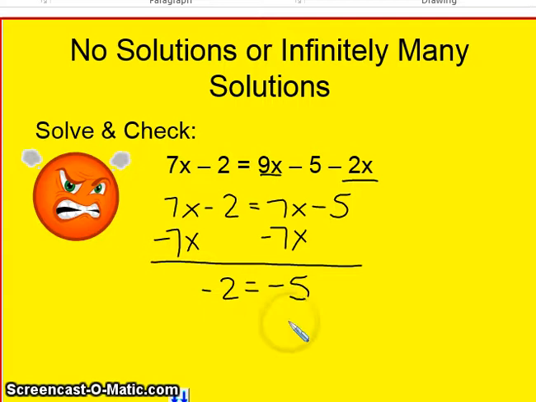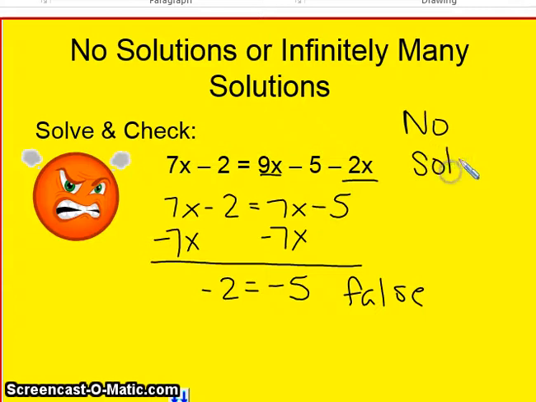Again, I don't have x equals some number. I have negative 2 equals negative 5. We know that that is false. Negative 2 never equals negative 5. So that means that there is no solution to this equation. No matter what value of the variable we plug in, we will not get a true statement.